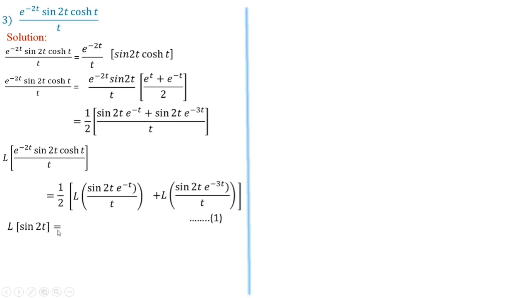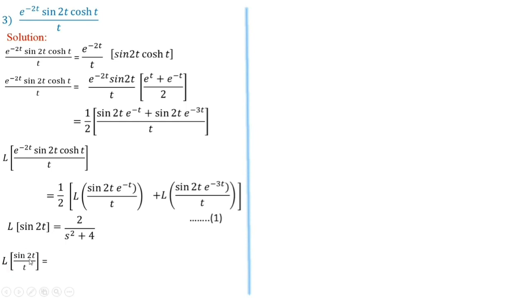Now Laplace of sine 2t is equal to, by using the formula Laplace of sine at is equal to a upon s square plus a square. Here value of a is 2. Means we get Laplace of sine 2t is equal to 2 upon s square plus 2 square, which is 4.